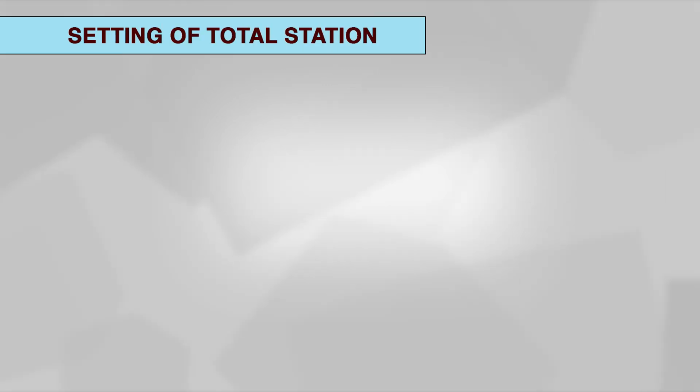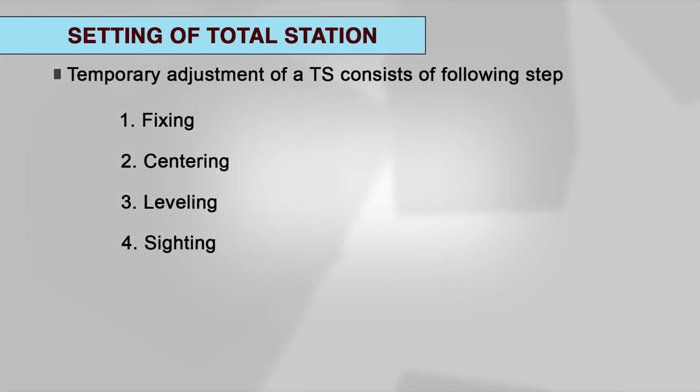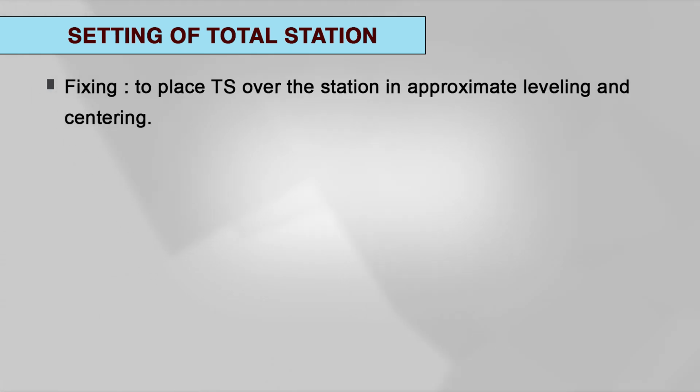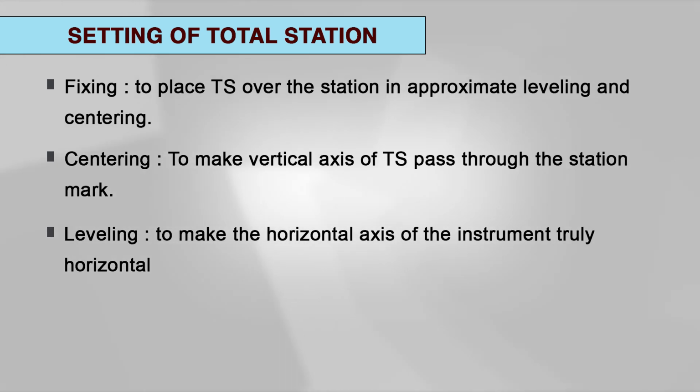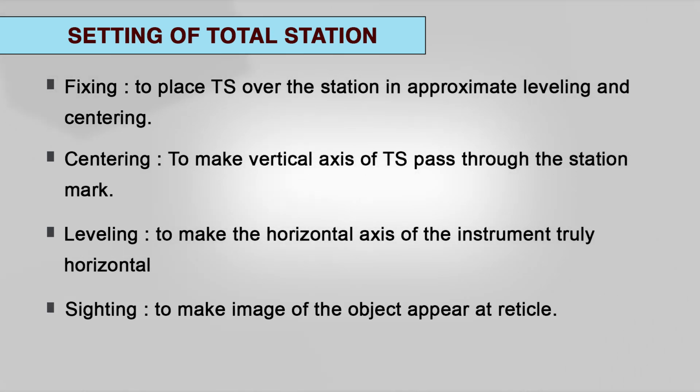And the second part, setting up of the total station. Temporary adjustment of the total station consists of the following steps. The first step is fixing, the second step is centering, the third is leveling, and the fourth is sighting. Fixing is to place the total station over the station with approximate leveling and centering. Centering is to make the vertical axis of the total station pass through the station mark. The next operation in setting of the total station is leveling, to make the horizontal axis of the instrument truly horizontal. Sighting is to make the image of the object appear at the reticle.